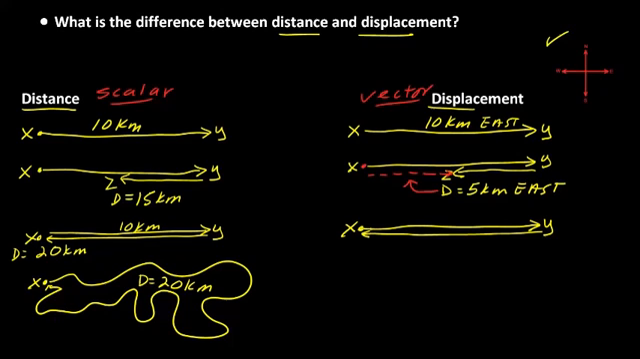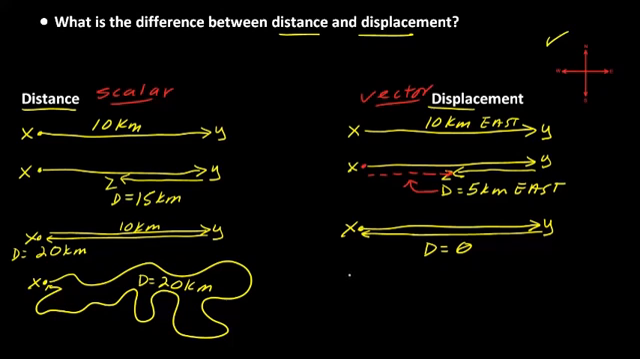So the distance was 20 kilometers. However, our displacement is now 0. Why is it 0? It's because we are back at the original point and we are not displaced from that origin. Displacement, going back to the definition, is the straight line distance and direction between the starting point, the origin, and the ending point. And the straight line distance and direction between the starting point and the same point where you end is now going to be 0. So the displacement is 0 in this situation.